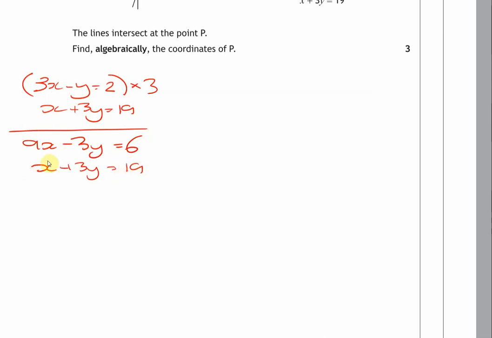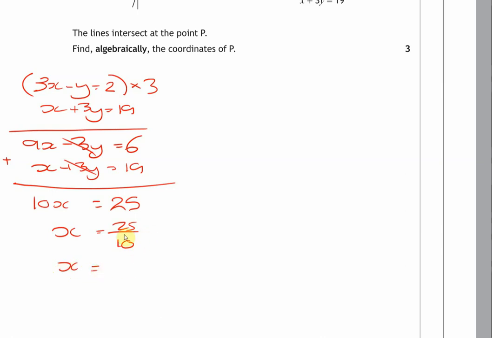Now in order to cancel these out, I just need to add them together. So if I add these together, top and bottom, if I do the top plus the bottom, I will get 9 plus 1, so that's going to be 10x. These will cancel each other out, and then we'll have 6 plus 19, which will give us 25. So we'll have x equals 25 over 10, which we can simplify further. We can divide by 5, so here we'll get 5 over 2. So that's our value of x.